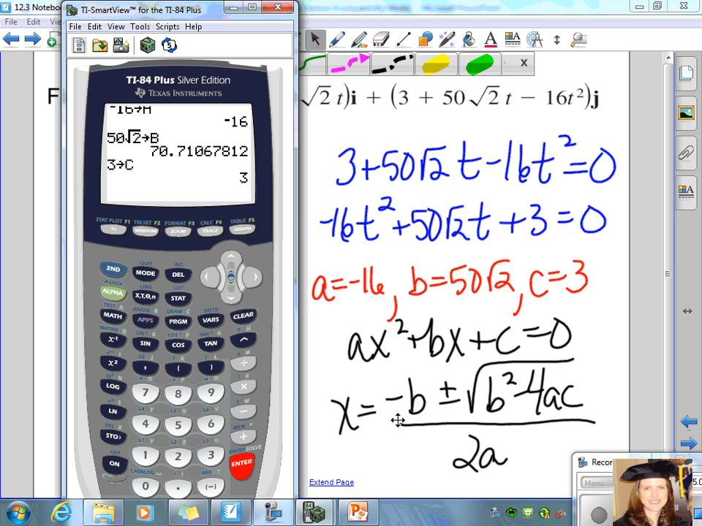So we want to enter the quadratic equation. We'll do it first with a plus sign, making sure you put parentheses around the whole numerator. I'm going to type in negative b using the alpha button plus the square root of b squared minus 4ac.